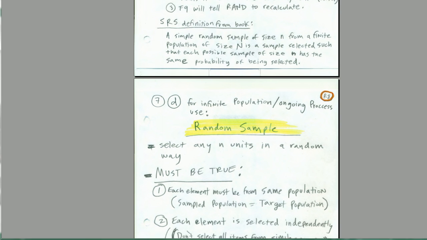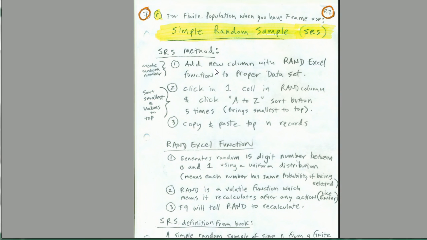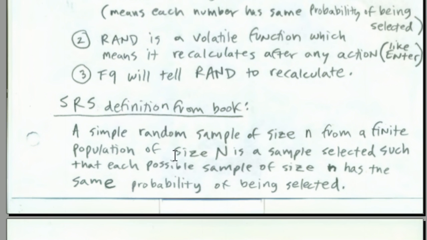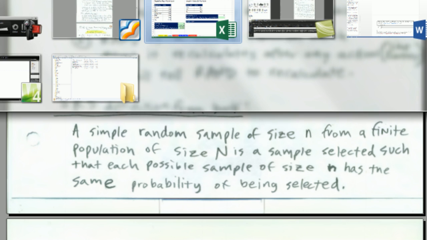Now, I want to go over to Excel and figure out how to do a simple random sample. Here's the method that we're going to use, but I want to investigate a little bit before we actually do the actual random sample. And I want to look at the definition of simple random sample. The definition is a simple random sample of size n from a finite population of size N is a sample selected such that each possible sample of size n has the same probability of being selected. Now, before we can really make sense of this, I actually want to try and list every single sample and see what they're talking about. So let's go over to Excel.